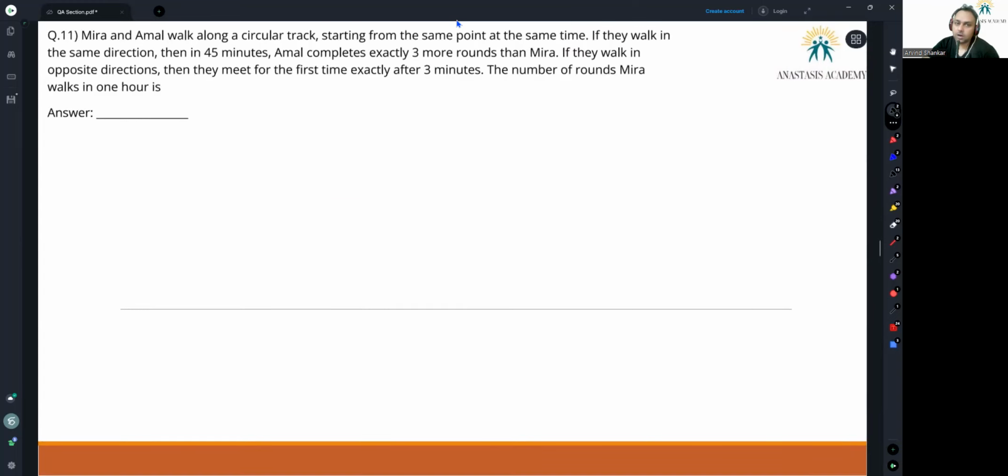Meera and Amal walk along a circular track, starting from the same point at the same time. If they walk in the same direction, then in 45 minutes, Amal completes exactly 3 more rounds than Meera. Translate this into: when they walk in the same direction, the faster person, which in this case is, of course, Amal, takes 3 more rounds than Meera, or the faster person meets the slower person, which is Meera, 3 times.